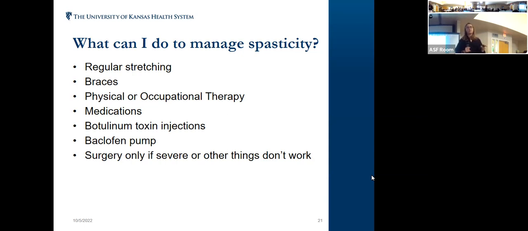If that doesn't work, then there's something called a baclofen pump, which is surgery. It's a little bit more invasive, but can be helpful. We do everything in a stepwise way in order to avoid surgery, only if everything else doesn't work. But spasticity can definitely be a cause of pain.